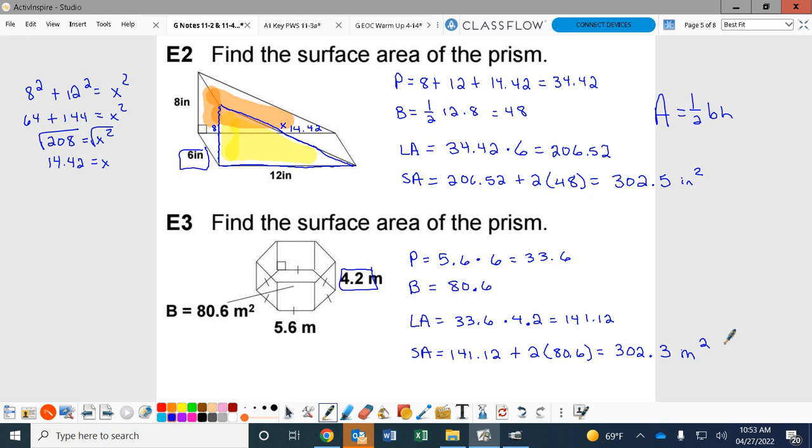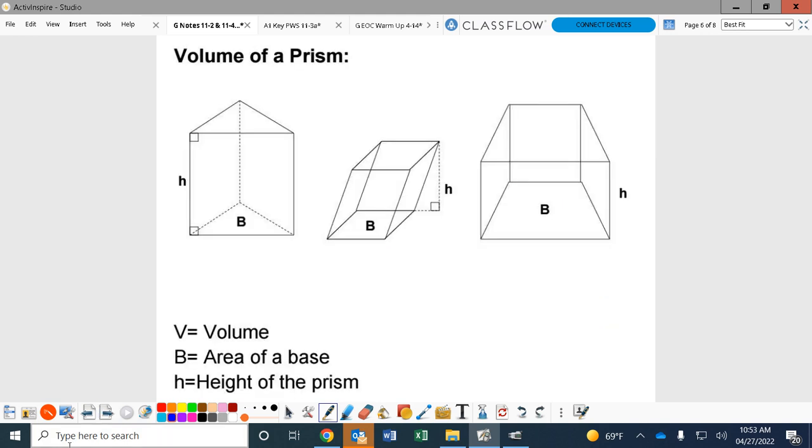Okay, guys, here we go. Then we're going to leave this and go to volume. If you don't have any questions, I'm going to go to volume just so you have lots of time to work today. Here we go. Volume is very similar. When you're doing volume, you're going to use the area of the base and the height. The height is the distance between the bases, just like it was before. So the volume formula is going to literally be just the area of the base times the height.